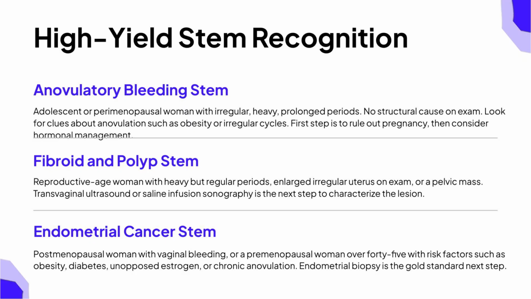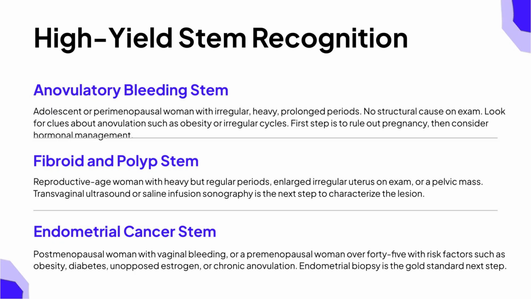The anovulatory bleeding stem presents a teenager or perimenopausal woman with irregular heavy periods and no structural abnormality on exam. The boards want you to first rule out pregnancy, then recognize this as anovulatory and consider hormonal management. The fibroid and polyp stem presents a reproductive age woman with heavy but regular cycles and an enlarged or irregular uterus. Here, the next step is imaging, usually transvaginal ultrasound.